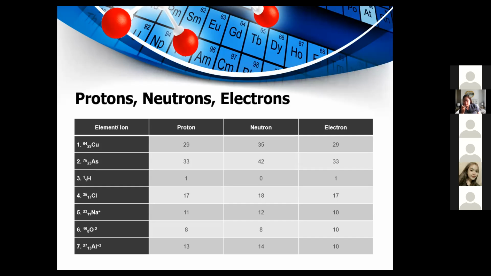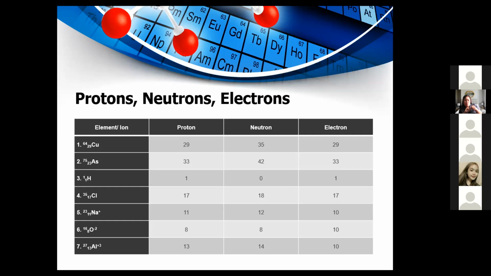So paano natin yung 10 na electron dito? Since ang charge niya is negative 2, so at saka yung proton niya is 8, so 8 minus negative 2, so mag-positive man siya since negative times negative. So 8 plus 2 is equals to 10. That is our electron in oxygen.